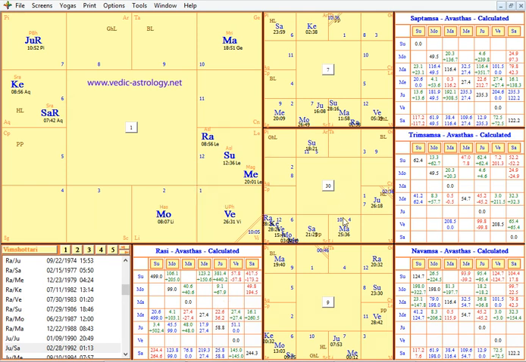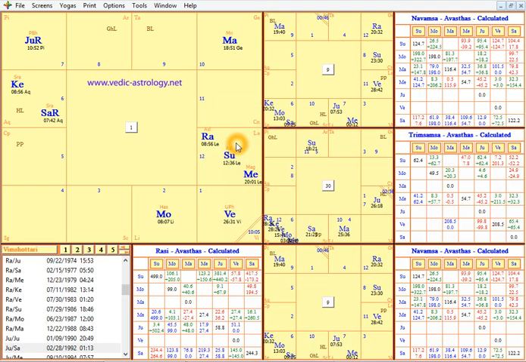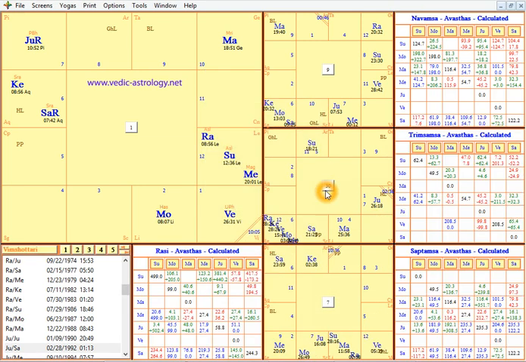So over here we have other Vargas. You can select any Varga you want. You can select the Navamsa Varga, Saptamsha, any of the Vargas. Here we have the 30th Varga, which is critical for disease.